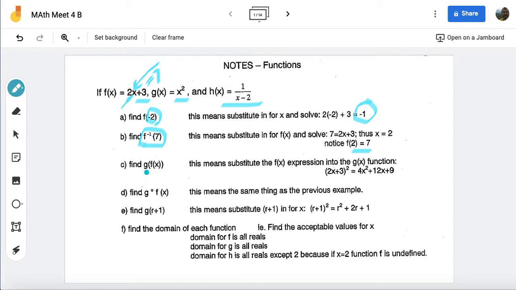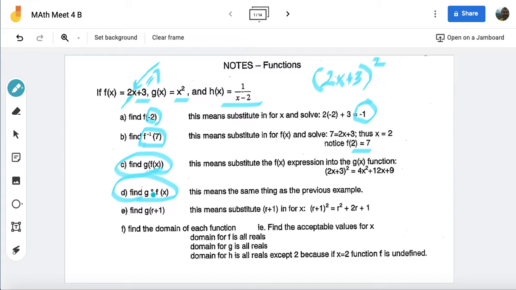All right, g of f of x, that means take the f function, place it inside the g function. So the g function is x squared, but instead of x squared, we're going to put the f function in place of x. So in place of x, we put the 2x plus 3. That's what this means. This means the same thing.